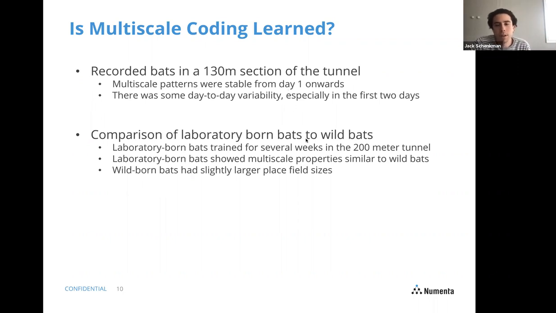But it's possible that in the laboratory bats, it's during these first few weeks when they're training that they're adapting to this multi-scale coding. So it's possible that there actually is a difference between the lab and the wild-born bats, but that difference disappears during these several weeks of training.